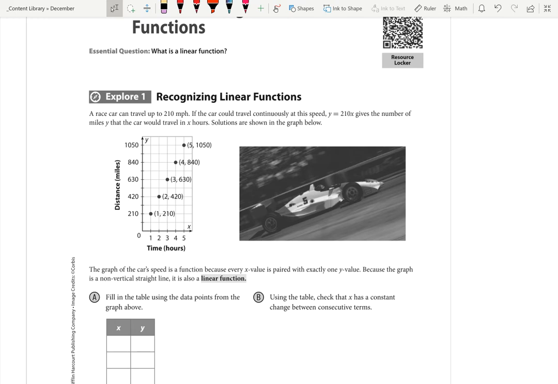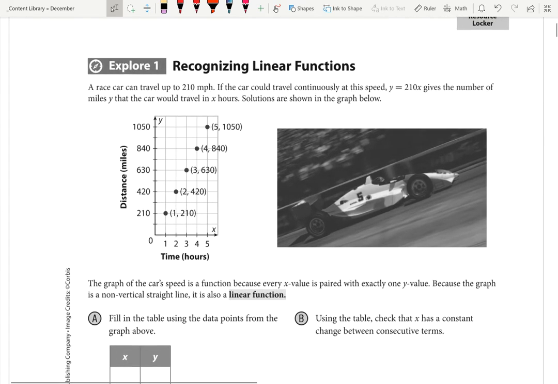So in this first example, we have a situation: a race car can travel up to 210 miles per hour. If the car could travel continuously at that speed, then y equals 210x gives the number of miles the car would travel in x hours. So essentially, you can see on the graph that if the car were to travel at 210 miles per hour, then after 1 hour, the car would have gone 210 miles. After 2 hours, it would have gone a total of 420 miles, and that's because it's just another 210 miles further. At 3 hours, it would have gone 630 miles, 4 hours, 840, 5 hours, 1,050 miles.